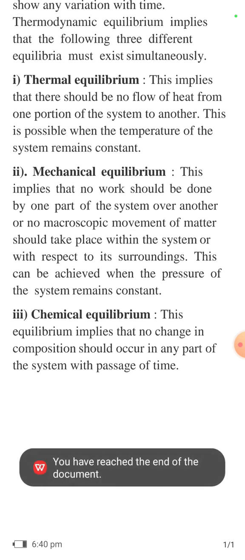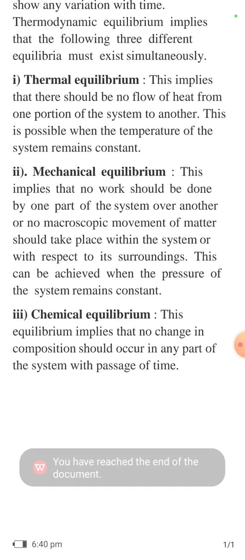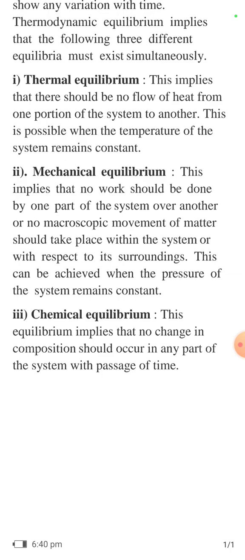Then in mechanical equilibrium, this implies that no work should be done by one part of the system over another, or no macroscopic movement of matter should take place within the system or with respect to its surrounding. This can be achieved when the pressure of the system remains constant. We have to keep pressure constant here.